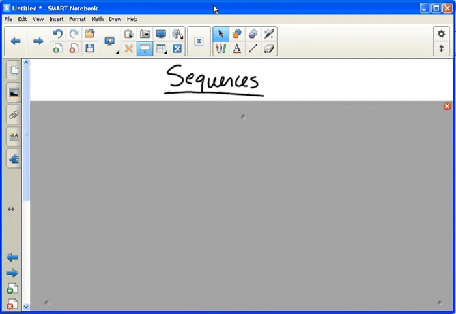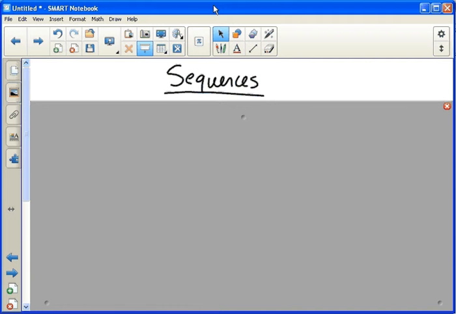Sequences are simply a list of numbers that follow a set pattern. We have a more formal definition coming up in a second, but you've dealt with these patterns since you were probably in elementary school, where you had a list of numbers and they would try to get you to figure out what's going to come next. Are they adding 3 every time? Or are they adding 3, then 4, then 5, then 6? Or are they multiplying by 2, then adding 1, multiplying by 2, then adding 1? Those kinds of patterns are really just sequences.